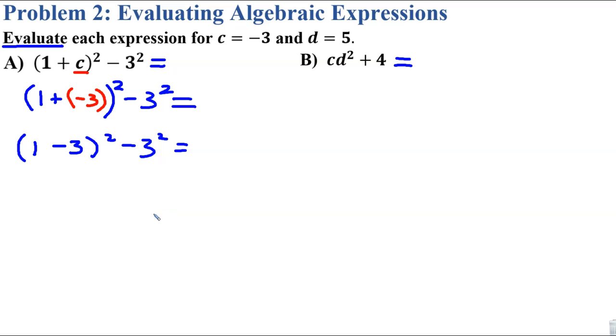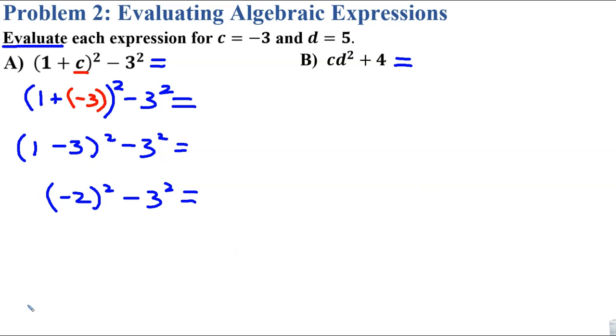Once we have those variables plugged in, we're really back to the same spot we were a few minutes ago, just evaluating expressions. I've gone from an algebraic expression with variables to, once the variable's plugged in, just a numeric expression. So now I'll just follow order of operations to figure out what this expression is equal to. PEMDAS, inside the parentheses first, 1 minus 3 is going to give me a -2. So I have -2 squared minus 3 squared.